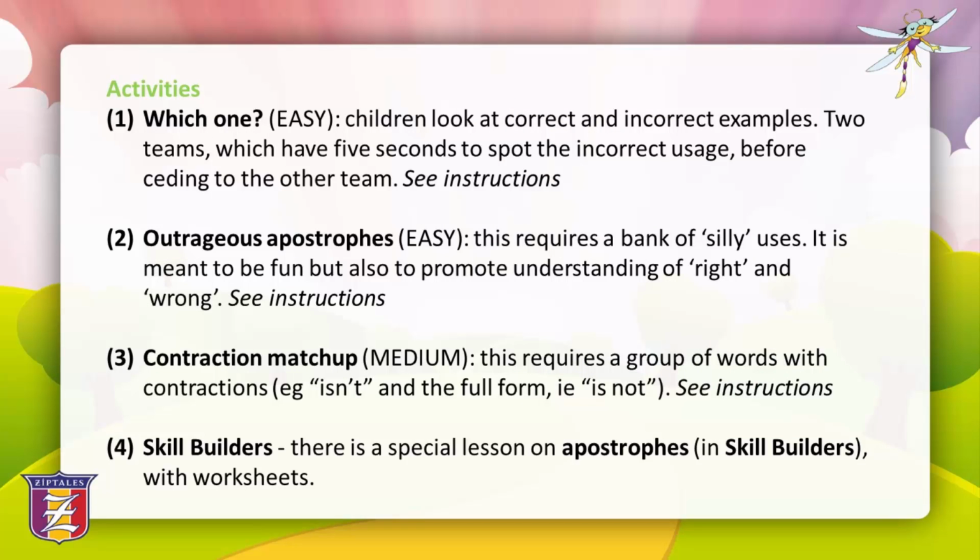Activities. 1. Which one? Children look at correct and incorrect examples. 2 teams have 5 seconds to spot the incorrect usage before ceding to the other team. 2. Outrageous apostrophes. This requires a bank of silly uses. It's meant to be fun, but also to promote understanding of right and wrong.